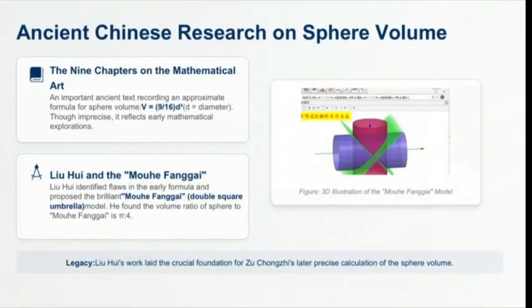Next, Liu Hui, a great mathematician, found flaws in this formula. He created a geometric model called 牟合方盖 and proved the volume ratio of the sphere to this model is π/4. This was a critical step toward the exact formula.